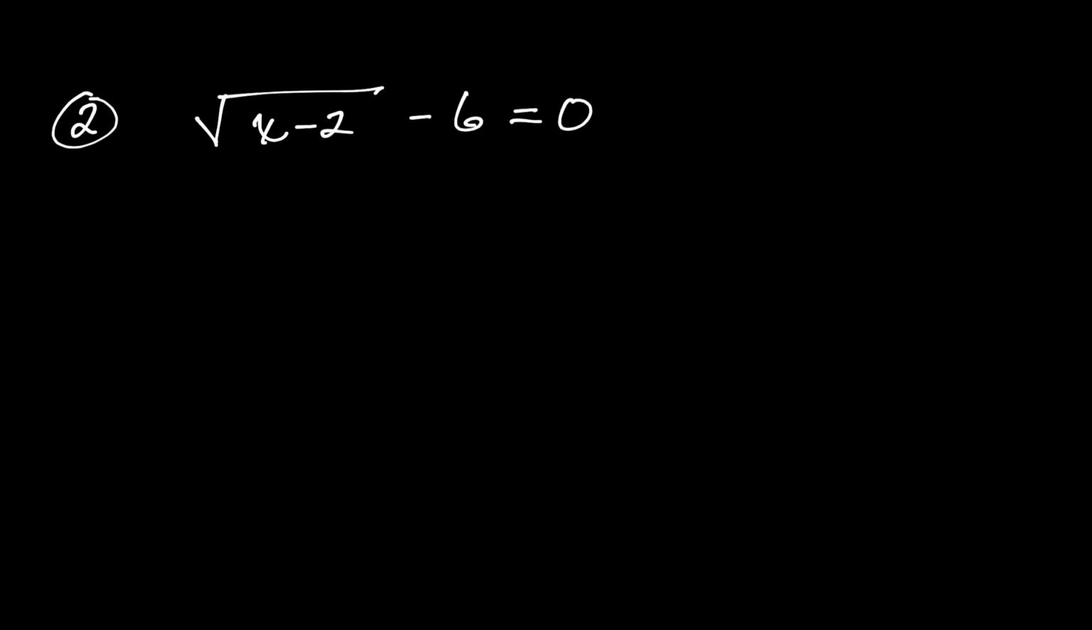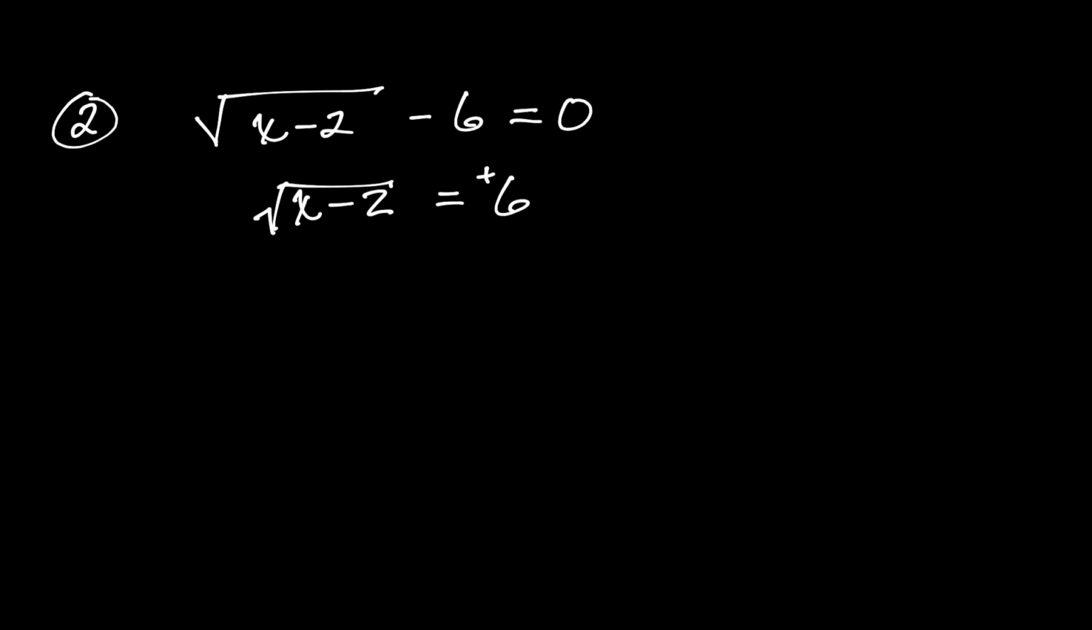So here's a second example. Notice that I'm starting with a minus 6 instead of a plus 3. So when I add 6 on each side, I'm going to have the square root of x minus 2 equals 6. Now this is a positive number on the right-hand side. Can I take the square root of a number and have it be positive? The answer is yes. So let's continue.